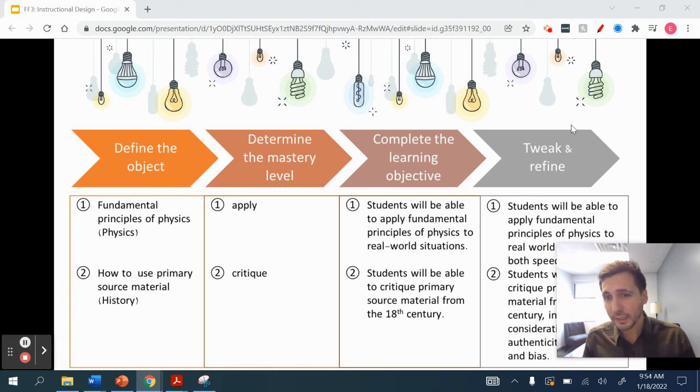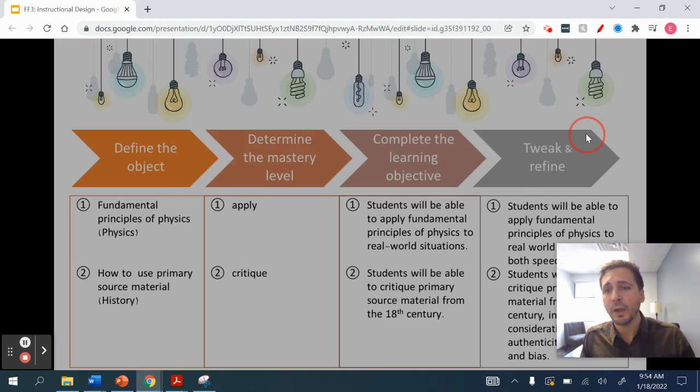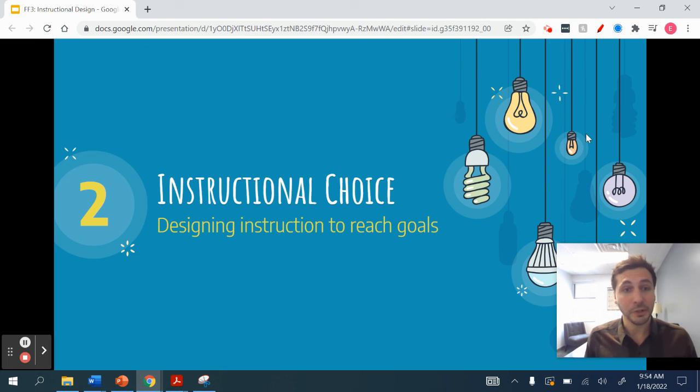Now, many of those objectives are already set for you through Ohio Content Standards or through the curriculum maps. But as you're building out your courses and you're building your curriculum, it is key to make sure you identify what you're trying to do, what the object is, what the mastery level is, and then connecting it to that learning objective so that students know what it is that they should be learning.